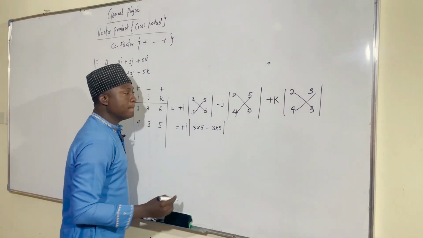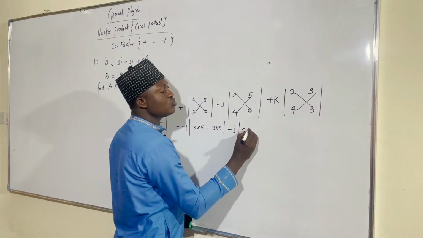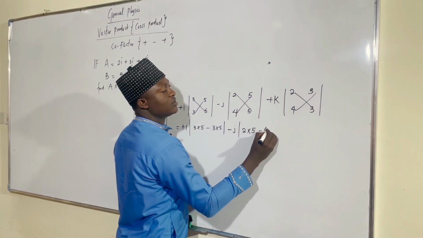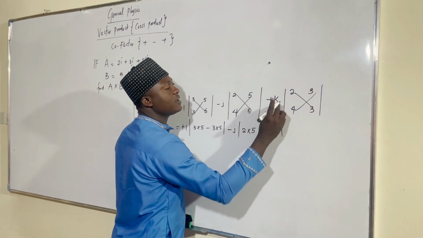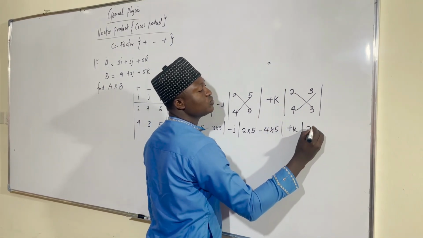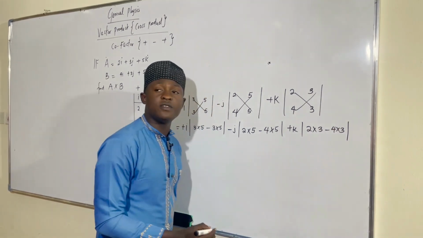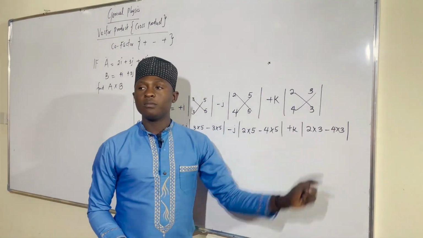Are you following? Now the second one we have is minus J. See this one as 2 times 5 minus 4 times 5. The last one we have is plus K. So that means that we have 2 times 3, then minus 4 times 3. Please take note of this. This will come before this one.